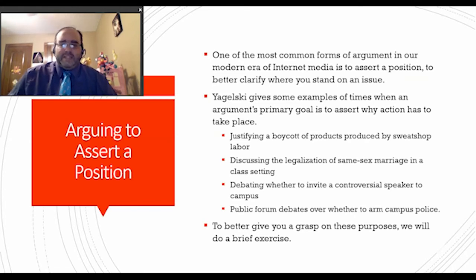Another example is discussing the legalization of same-sex marriage in a class setting. That is a powder keg. There are still people who feel very strongly about this in both directions. That is going to be one that you're going to be walking a tightrope on. But it is also a very important discussion to have, and it is one that can be backed up by logic.